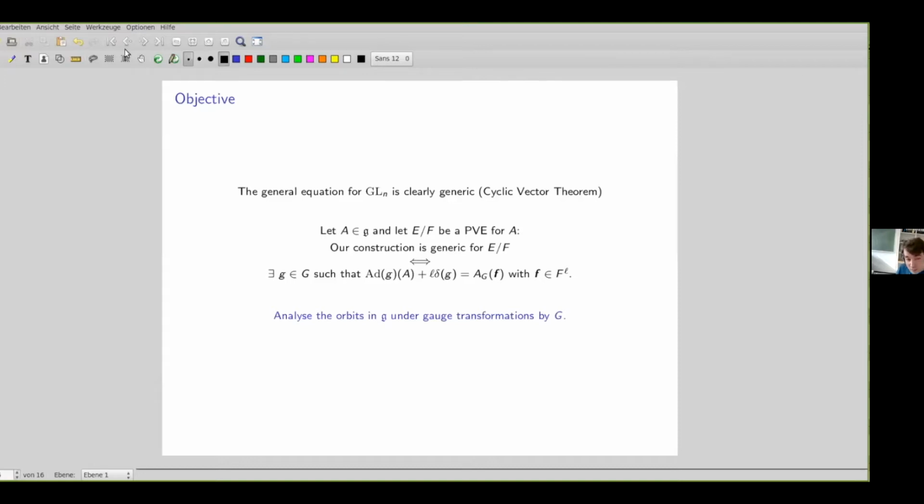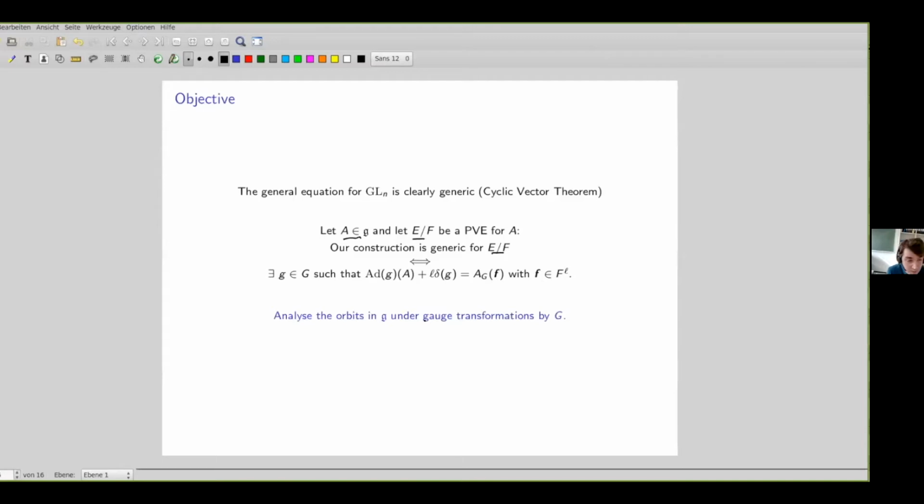So the question here, if you keep in mind how the defining matrix looked like in case of the symplectic group, is when is our construction generic? Given a matrix A in the Lie algebra, which defines a Picard-Vessiot extension, our construction is generic for this Picard-Vessiot extension if and only if we can gauge transform the defining matrix to our shape, to the matrix of the theorem of the first slide.